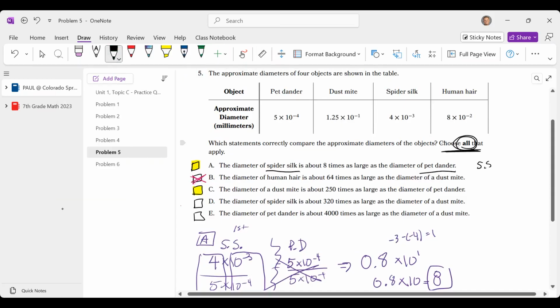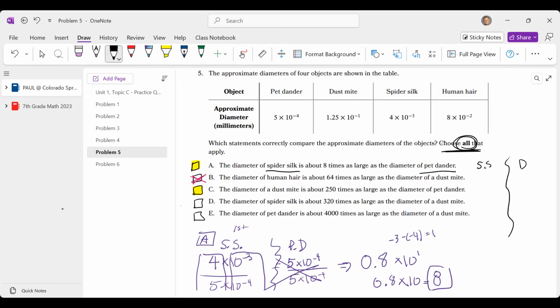We got spider silk diameter, and we have the dust mite diameter. Okay, so the spider silk value is 4 times 10 to the negative third. And what's really nice about this is that they've already given us the values and we've worked with all of them. So it's just a matter of finding the right ones again and writing them accurately. Guys, if you don't write a negative exponent on any of these, first of all, it tells me we probably don't remember that we're dealing with really small objects here. But also, it will completely change the value of your number.